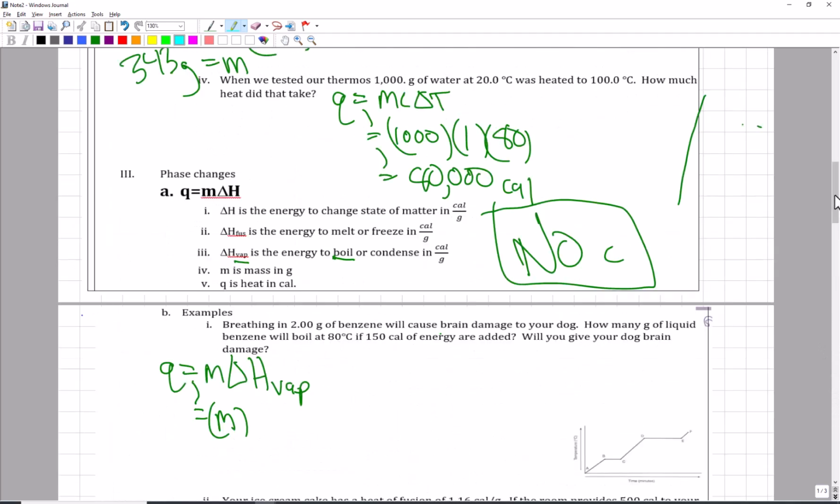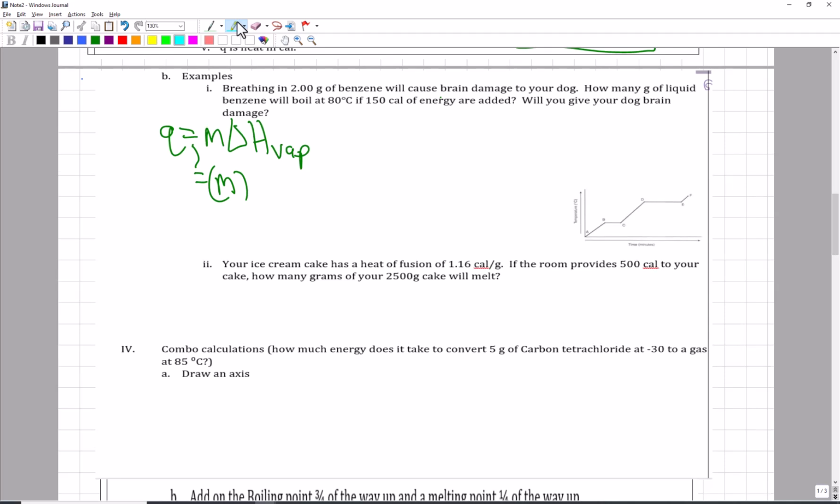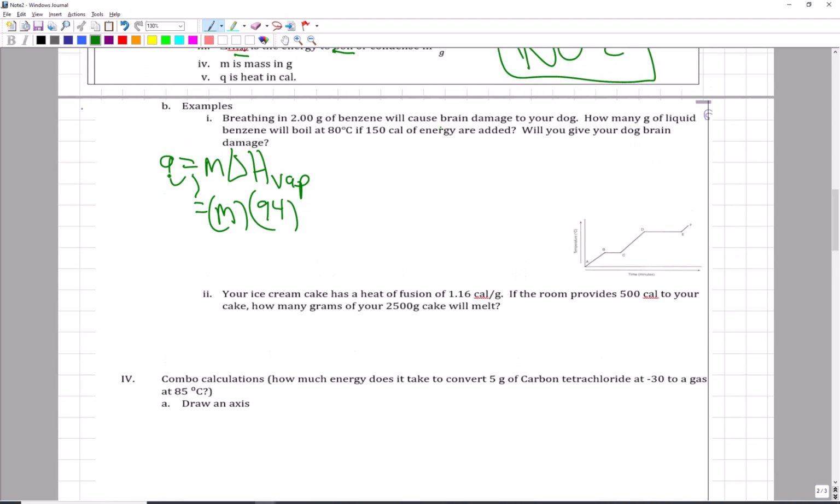So let's jump up to here. Maybe I jumped too far. So I forgot already. 94, I hope is what it was. And then it said how much of it? Q was 150. Oops. So let's solve for M. To get rid of the 94, I divide by 94. So 150 divided by 94 is 1.60.